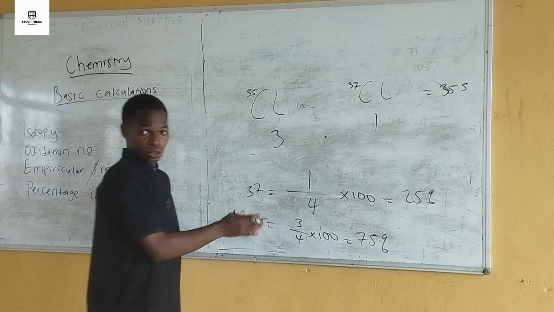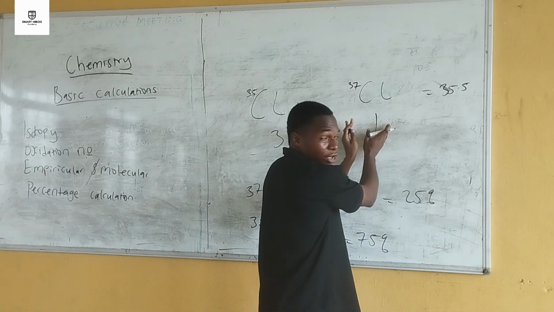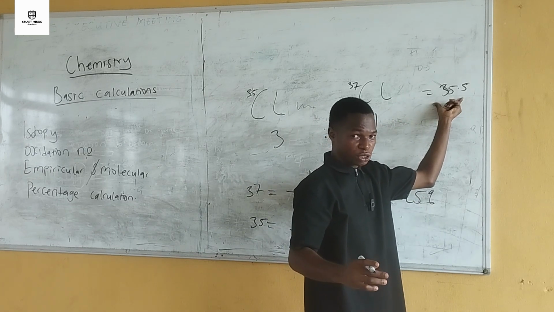That's why this question is unique. It has ratio. They gave you 1 to find. Then they gave you the relative atomic mass already. You understand?